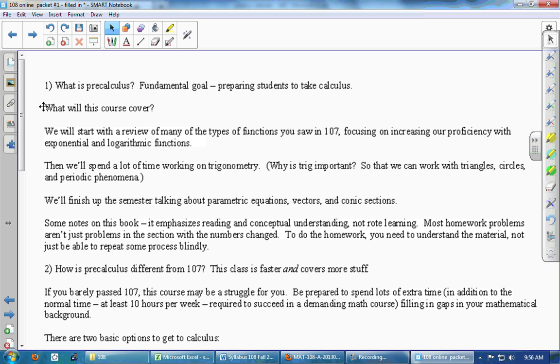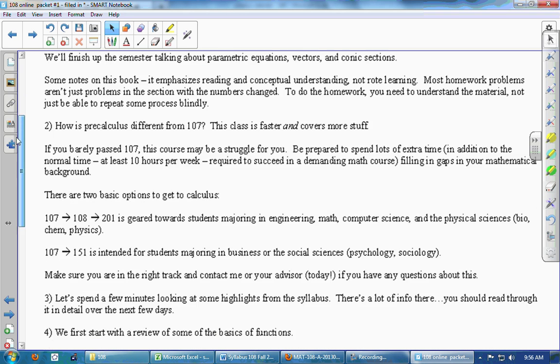Number 2, how is precalculus different from Math 107? This class is faster and covers more stuff. If you barely passed 107, this course may be a struggle for you. Be prepared to spend lots of extra time in addition to the normal time, at least 10 hours per week, required to succeed in a demanding math course, filling in gaps in your mathematical background.